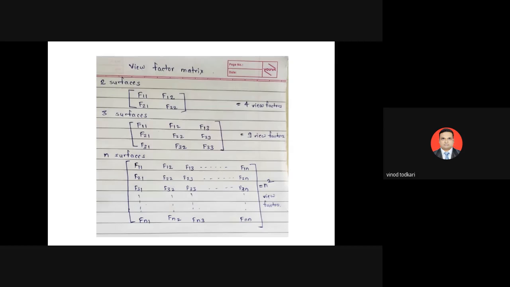Okay, good. So all of you are saying that the concepts are clear to you. So we'll start with numericals. And this simple concept, if n surfaces are there, n square view factors will be there, right? If 7 surfaces are there, 49 view factors will be there.